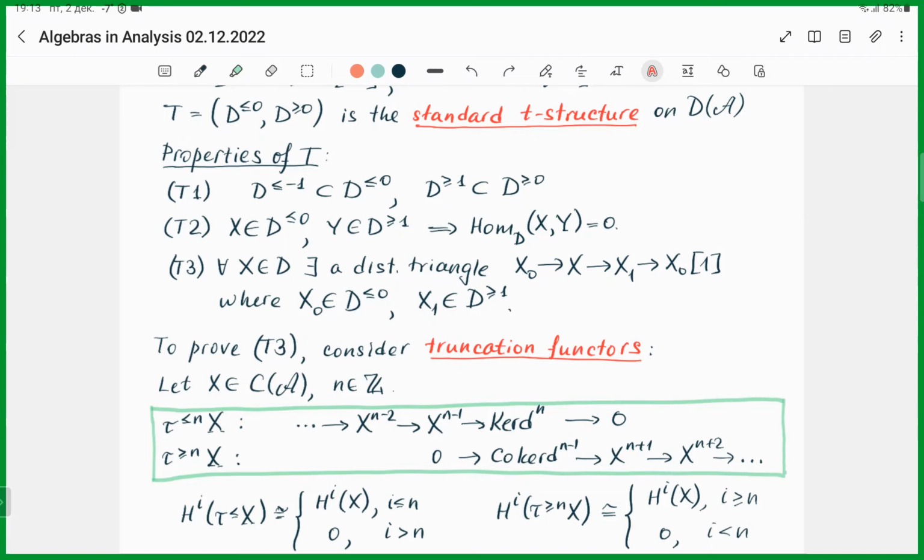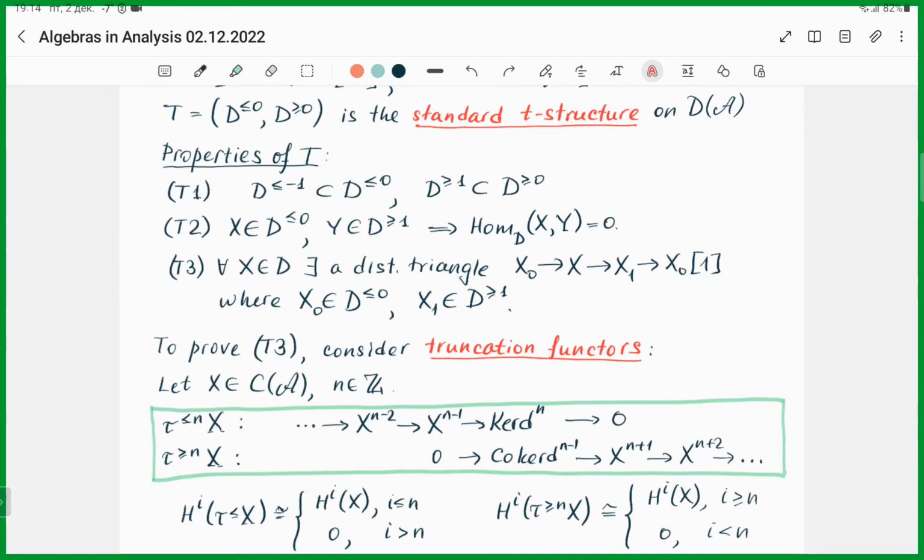Okay, and the third property is that once we have an object X in D, there exists a distinguished triangle of the following form, where X0 is concentrated in degrees less than or equal to 0, and X1 is concentrated in degrees greater than or equal to 1. Actually, I'd like to show you a sketch of proof of T3, not because this proof is important for me, but because this proof involves another important notion, namely the notion of truncation functors.